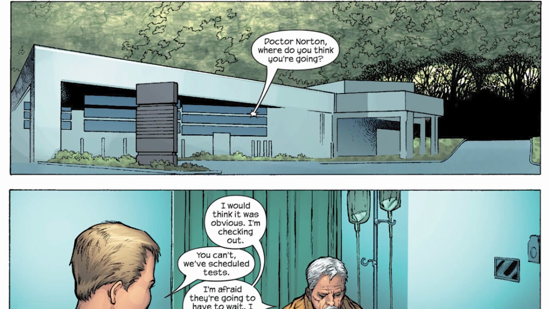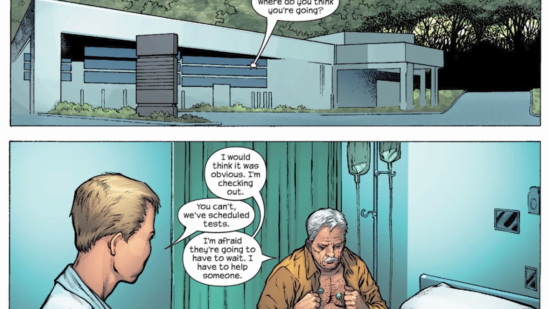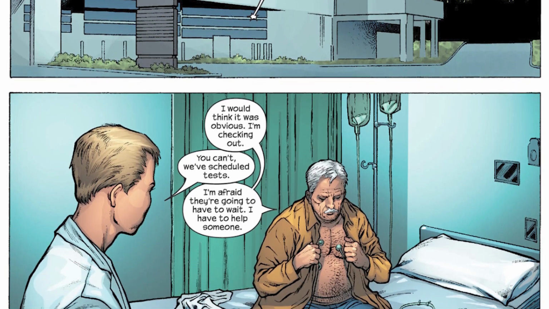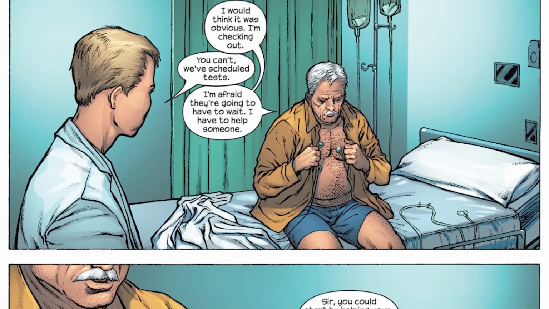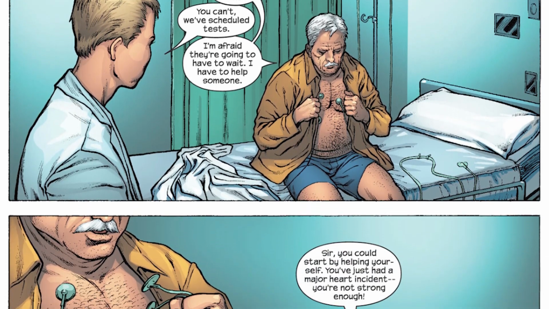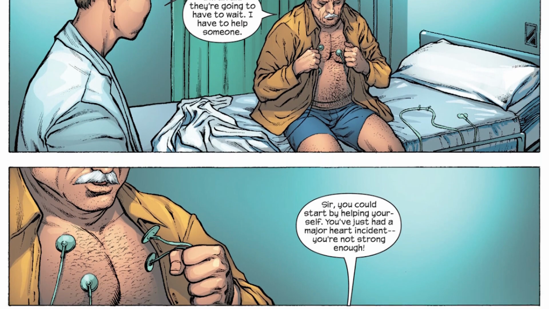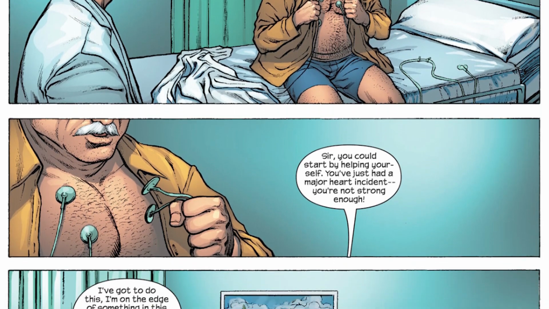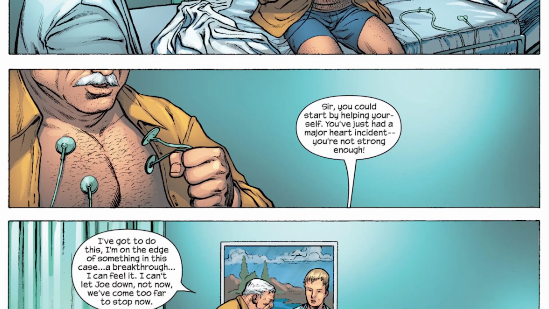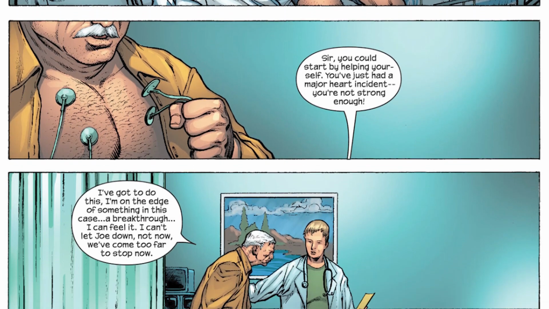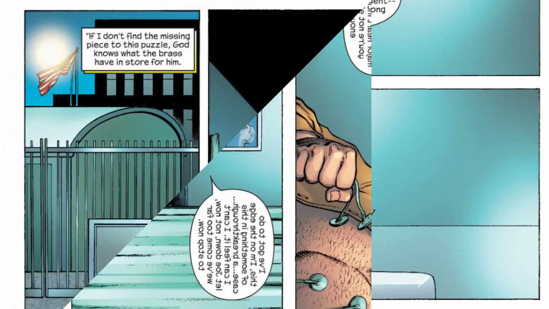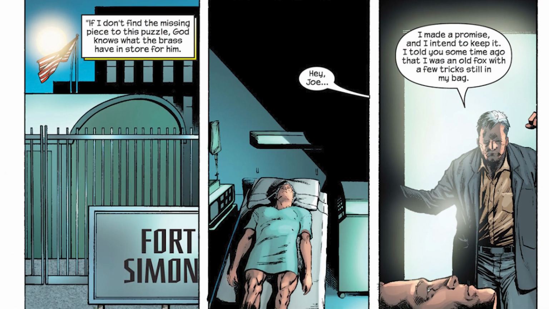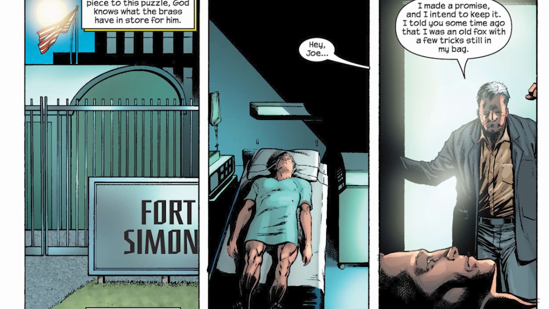Now, getting into the fifth chapter, we pick up with Dr. Norton. Now, this is us finding out that Dr. Norton did survive his heart attack. And with him being able to survive his heart attack, Dr. Norton says, I'm leaving this hospital because I have to go check up on my patient. This is your usual old man who's very stubborn and like, listen, I got things to do.